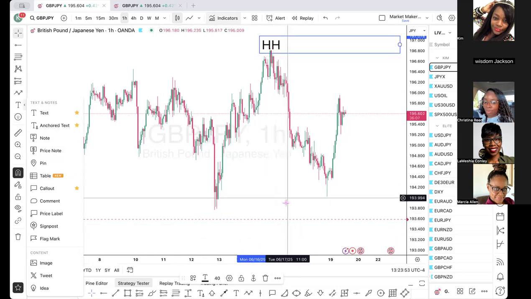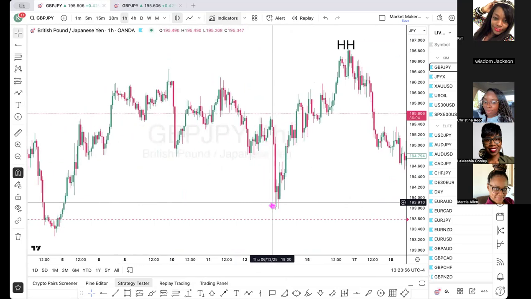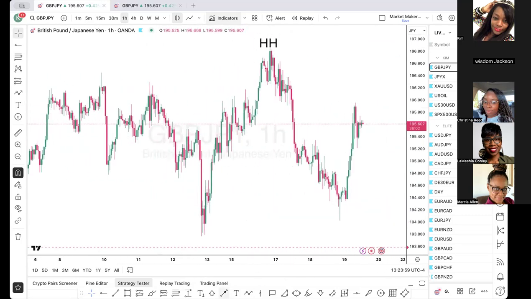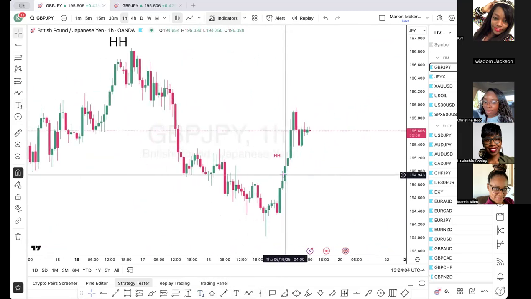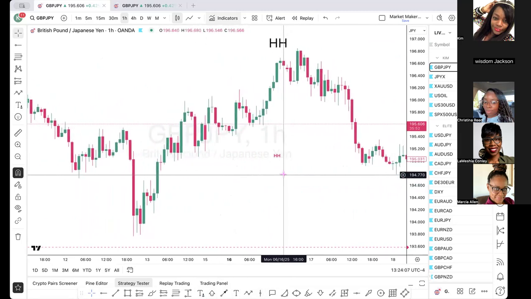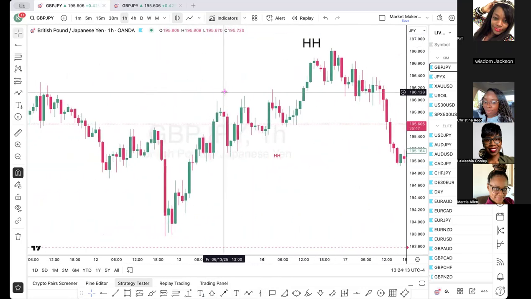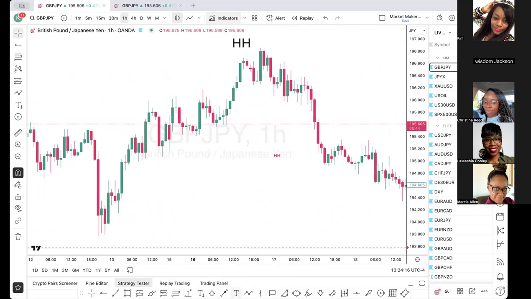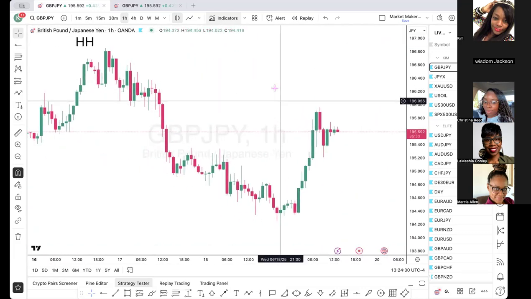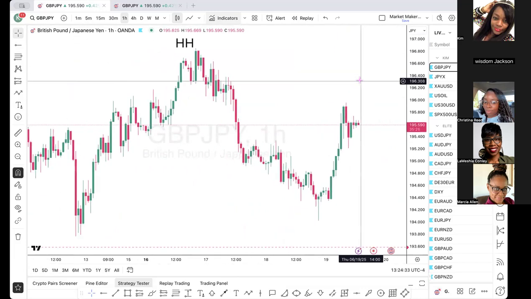The anchor text tool stays in place no matter where you move the chart. The text tool moves with the chart. So you want to use your text tool instead of your anchor text tool. I only use the anchor text tool when I'm writing out stuff and I don't want it to move. If I move the chart, whatever I write out is still right here.